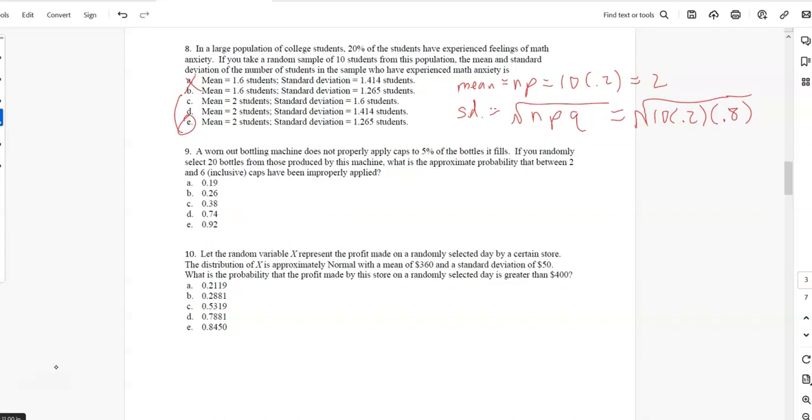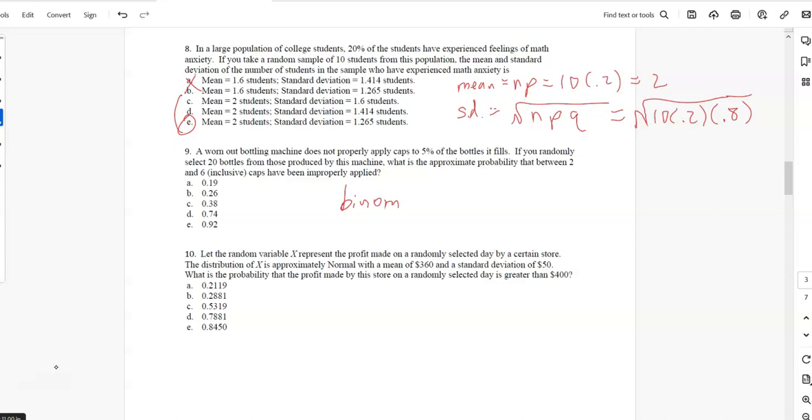A worn-out bottling machine does not properly apply caps to 5% of the bottles it fills. If you randomly select 20 bottles from those produced by the machine, what is the approximate probability that between 2 and 6 caps have been improperly applied? So again, this seems binomial in nature, so you're going to go binomial.